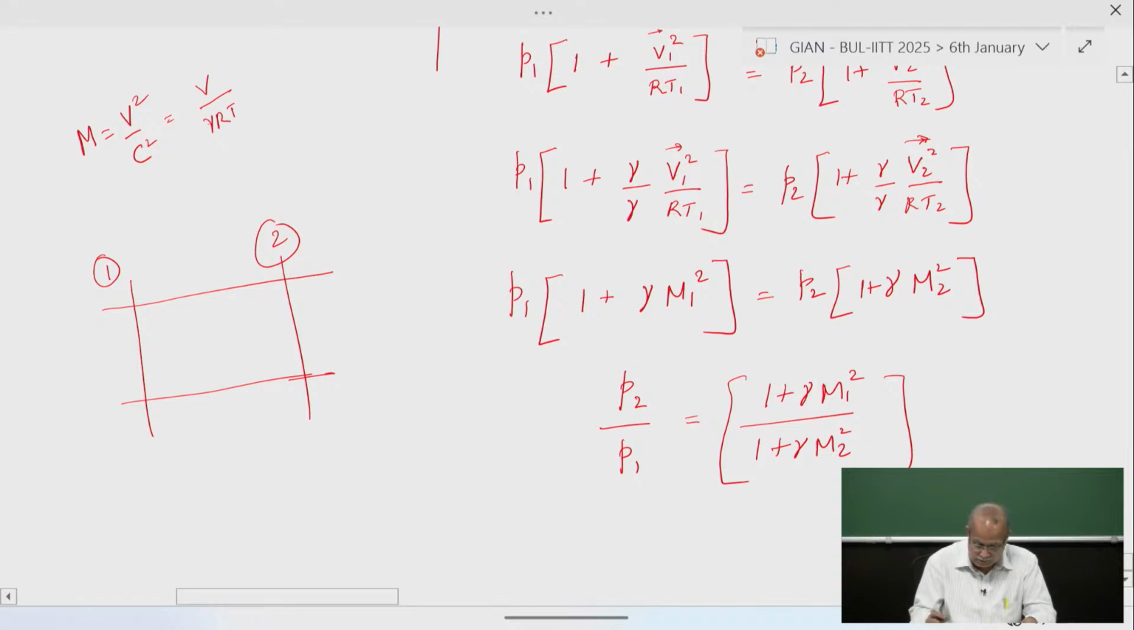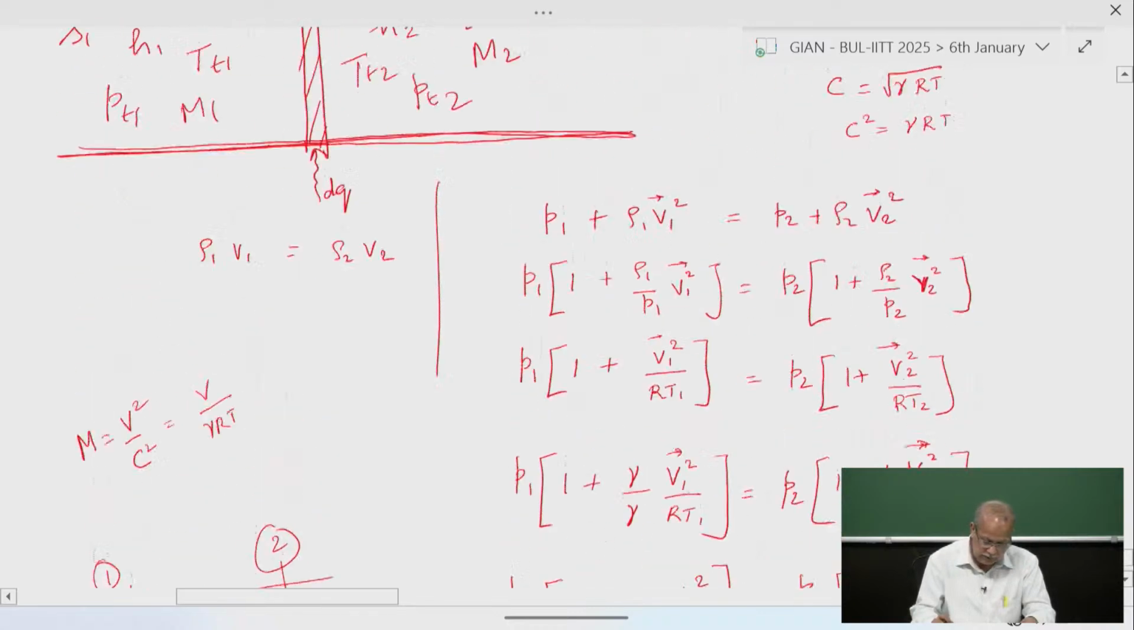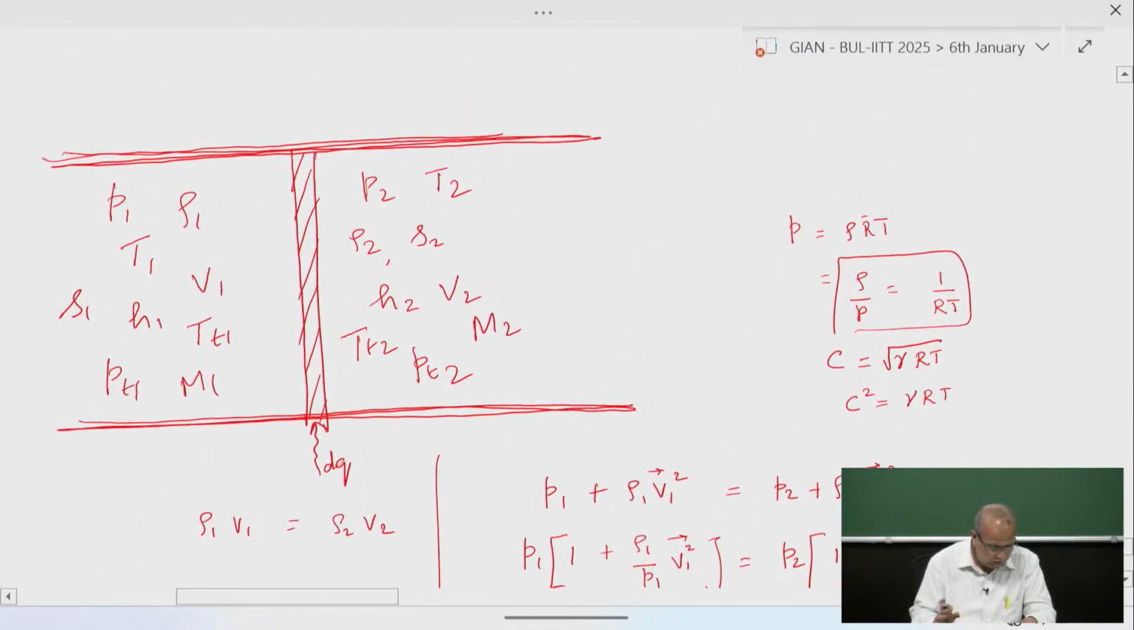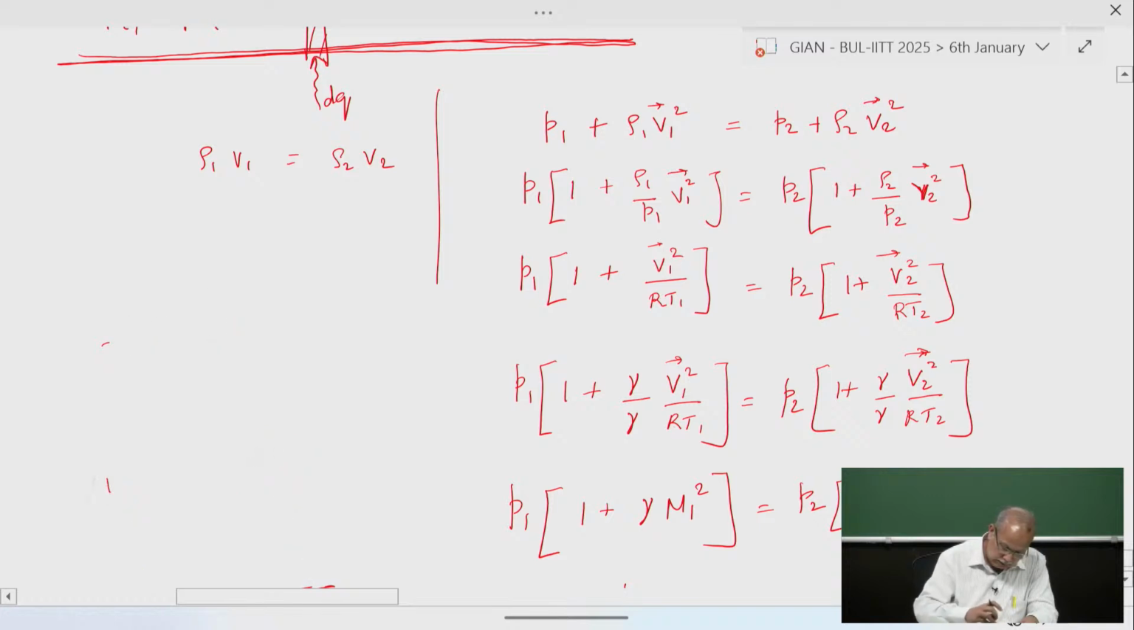Okay, so now we know the value for P2 by P1. Similarly, we can find the others. We don't have to do it for all of them, I just wanted to show how this is done. Similarly, we can also write for all other properties.